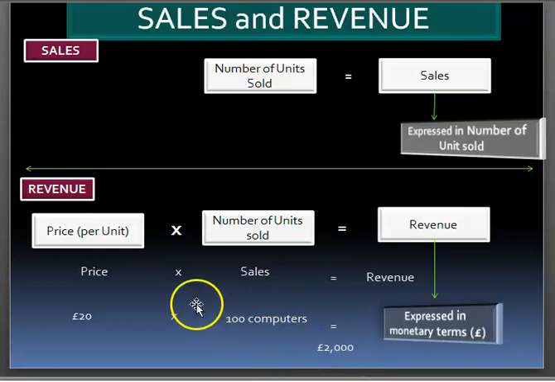Okay. So as you can see, sales here is just the number of units sold. It's not the amount sold. It's just the number of computers you sold, which down here is 100 computers. When you multiply the price with how much is being sold, that gives you the revenue. So you can now see the relation between sales and revenue. For you to be able to calculate revenue, you need the number of sales, which is the number of units sold. Without the number of units sold, which is the sales, you can't calculate the revenue. Okay, so that's the way it is.